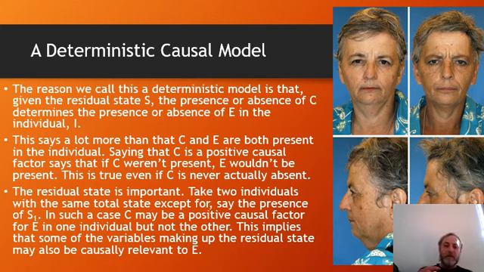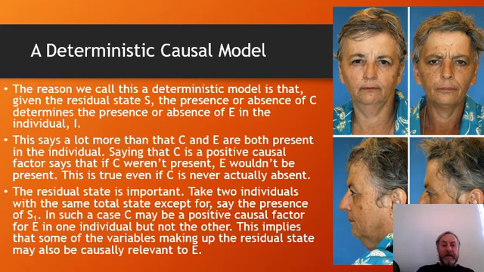Now the residual state, very important. If you take two people with the same total state, say for example, these twins, are they really going to have the exact same total state? Well, no, one will have a different name and so on. But they're as close as we can get in real life. So say we have two individuals with the same total state except for one of the variables.